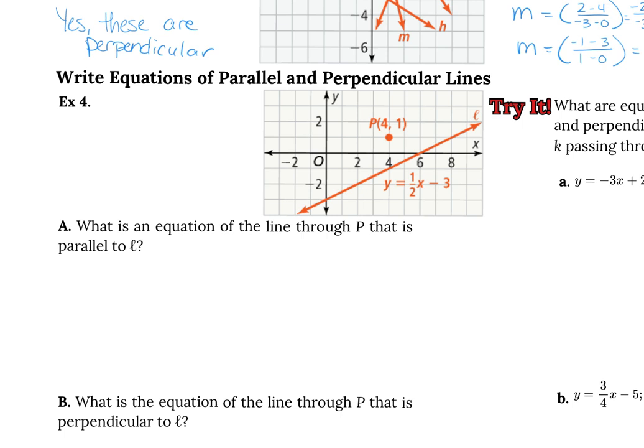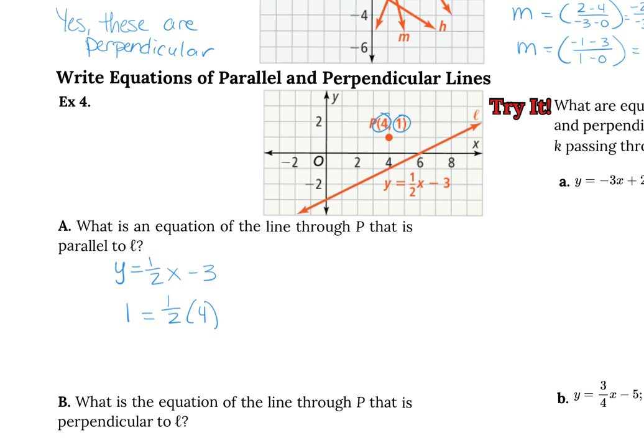Actually, let me backtrack just a second. This might help us understand it a little bit better. So the equation of our line right now is y equals 1/2 x minus 3. Our y, we know, for our new line, we want it to go through 1. So I'm going to use 1 for y. It has to have the same slope, so it's parallel. So 1/2. Our x, we want it to go through the 4.